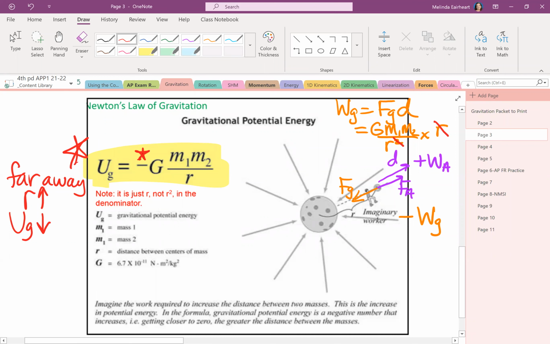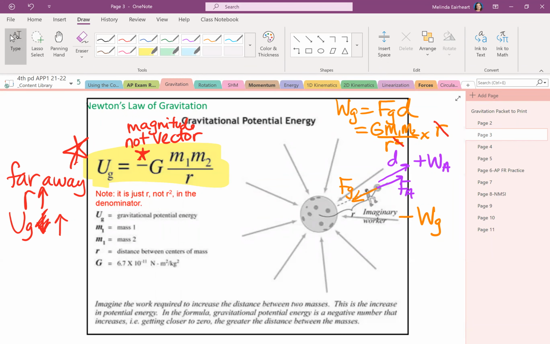So this negative piece is not a vector. We are not saying that potential energy is a vector. It's going to be a magnitude. And so we still want that to be true: the higher you raise it, the more potential energy you get. But here's the difference.